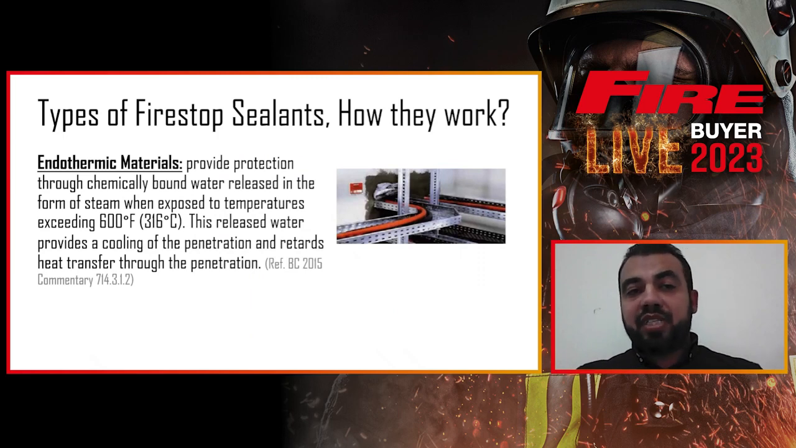The other type of material is the endothermic material. This provides protection through the release of chemically bound water in the form of steam, which absorbs the heat. This can be used for other than plastic openings, like a cable tray or metallic pipes as well.